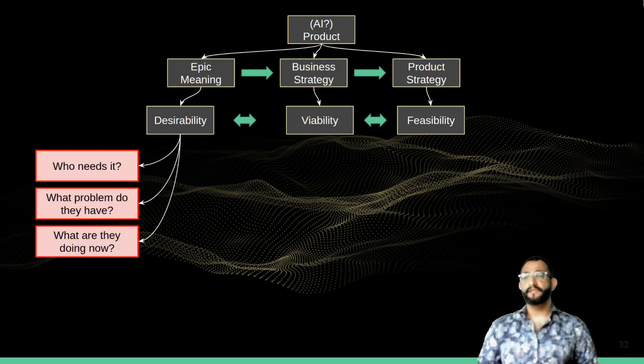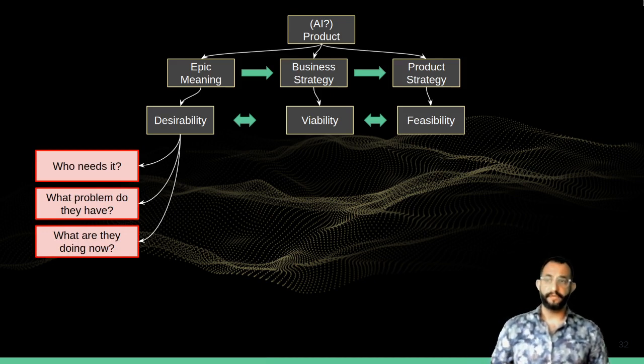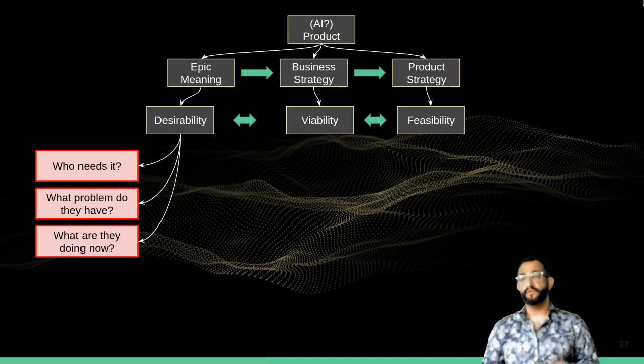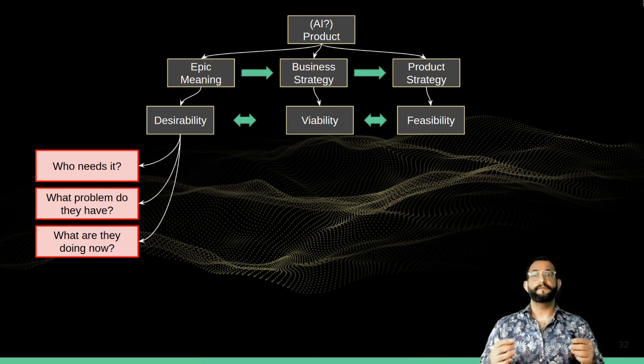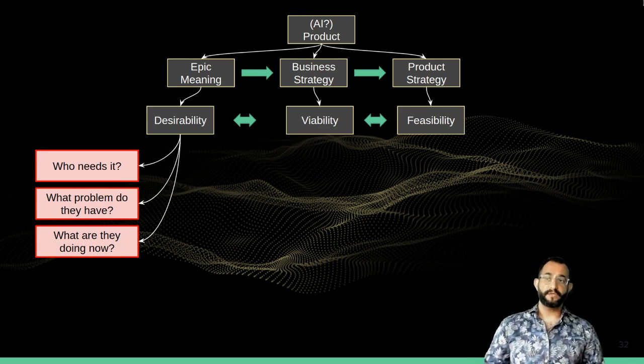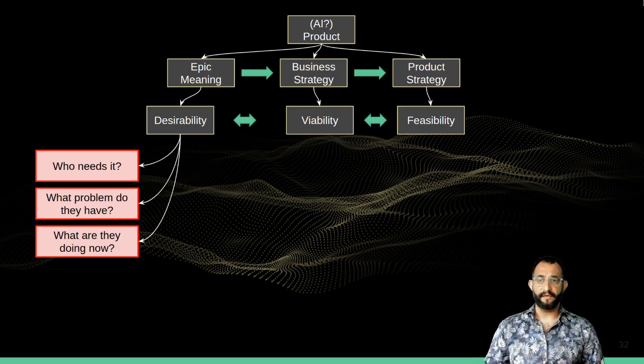In your discovery stage, where you're trying to figure out the desirability of your product, you have to answer the following questions. Who has the problem that I am solving? This needs to be very specific. The answer to that question can't be something as general as farmers. It should be something more like owners of small to medium-sized farms who live in X, Y, and Z geographical locations.